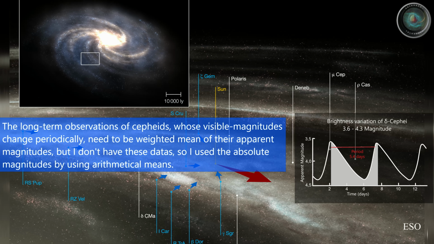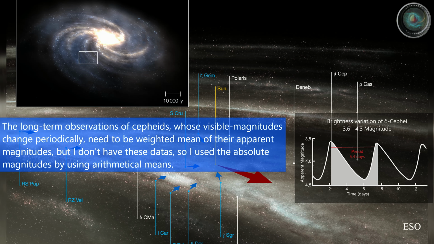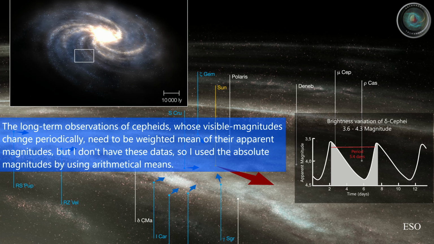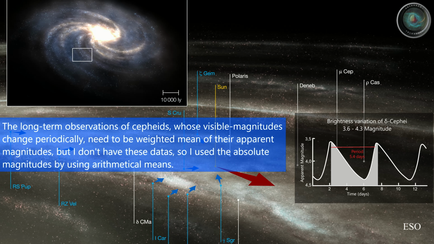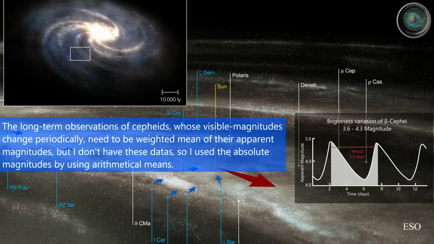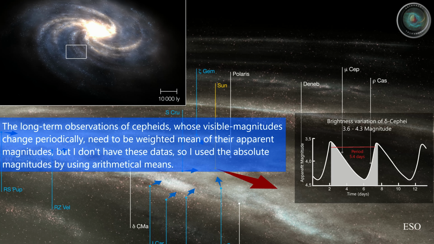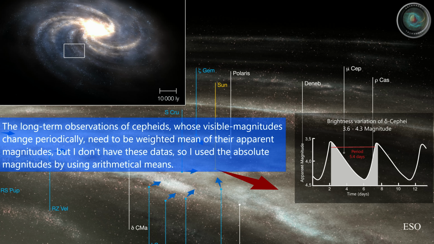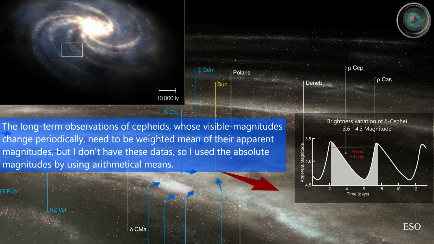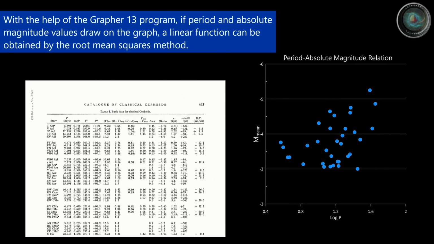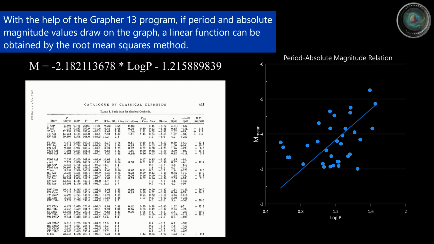For the long-term observations of Cepheids, whose visible magnitudes change periodically, the weighted mean of their apparent magnitudes is needed, but I don't have this data, so I used the arithmetical means. With the help of the Grapher 13 program, if period and absolute magnitude values are drawn on the graph, a linear function can be obtained by the root mean squares method.